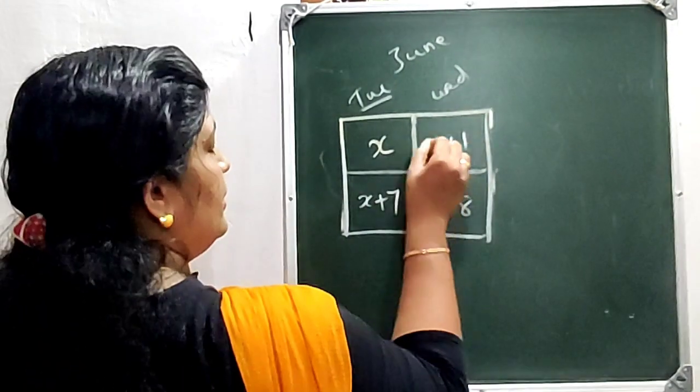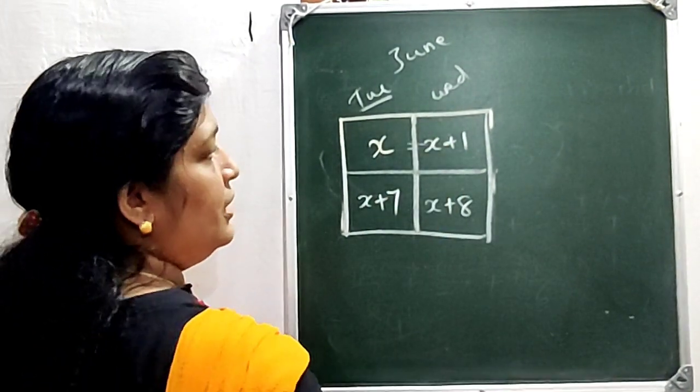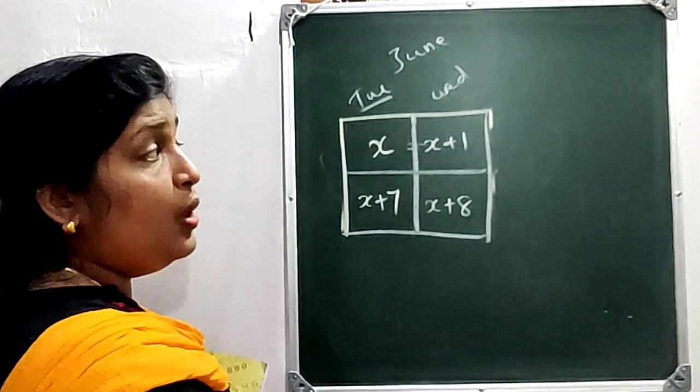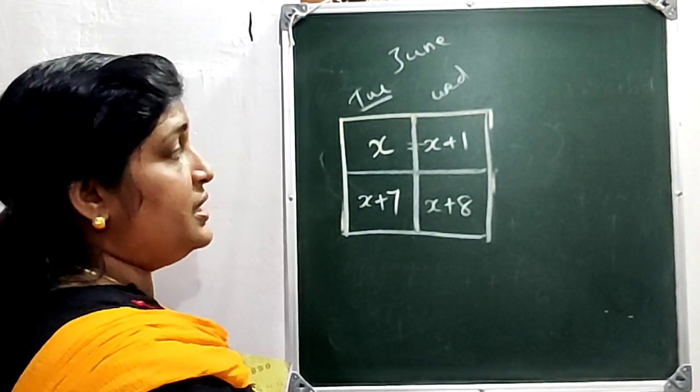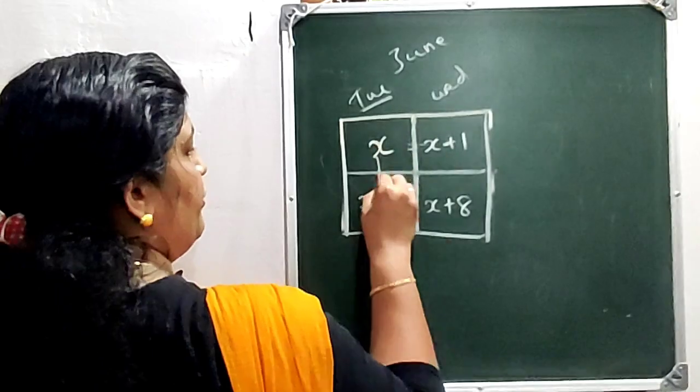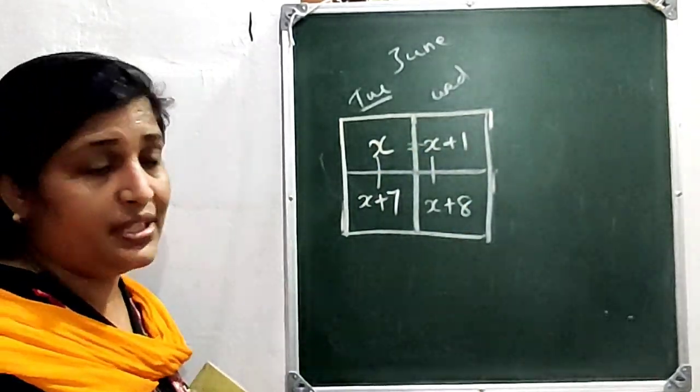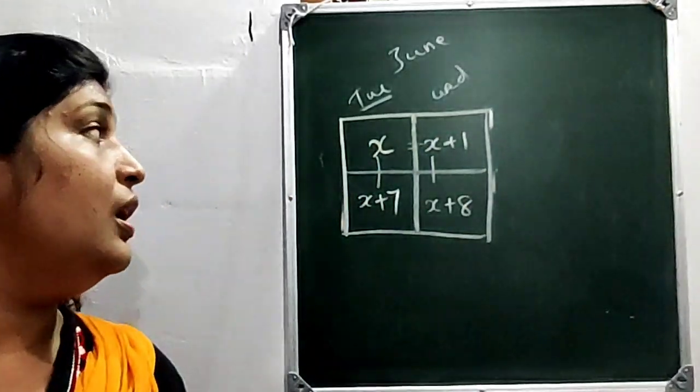So this is the relation between the numbers on a calendar. That is, the difference between the numbers in a row is equal to 1, and the difference between the numbers in a column is equal to 7. This is the relation between the numbers in a calendar.